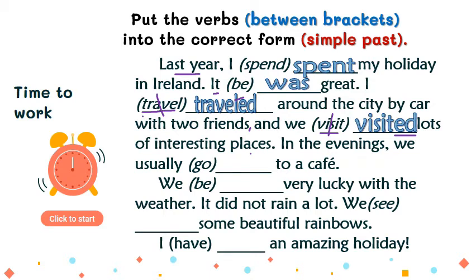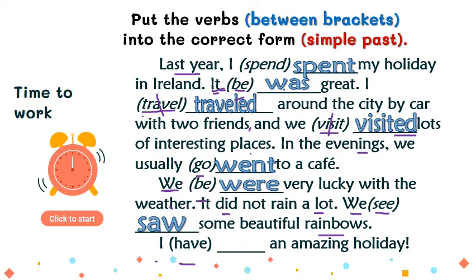Lots of interesting places. In the evenings, we usually go to a cafe. What is the past form of go? It is went. We be. Just like here, be, we said it was. Now here I have we. We is in the plural. So we, what is the past of be in plural? Were. We were very lucky with the weather. It did not rain a lot. We see. What is the past of see? This is irregular.